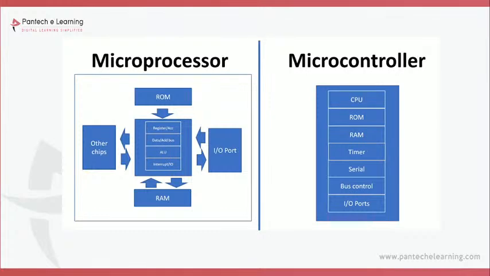Large PCBs are required for assembling all the components. So there are some disadvantages there. The processor also has a limitation on the data we send. These microprocessors have no internal peripherals like RAM, ROM, input output devices and other chips. We have to add them externally to the processors.